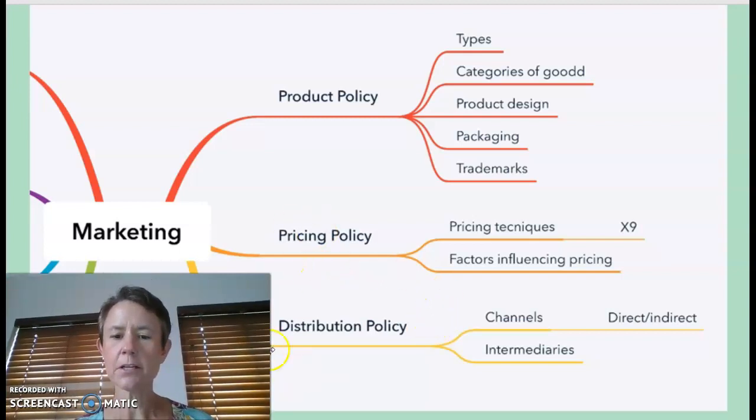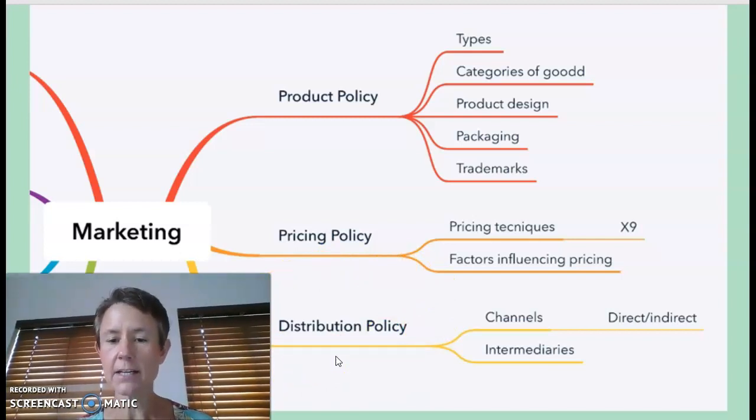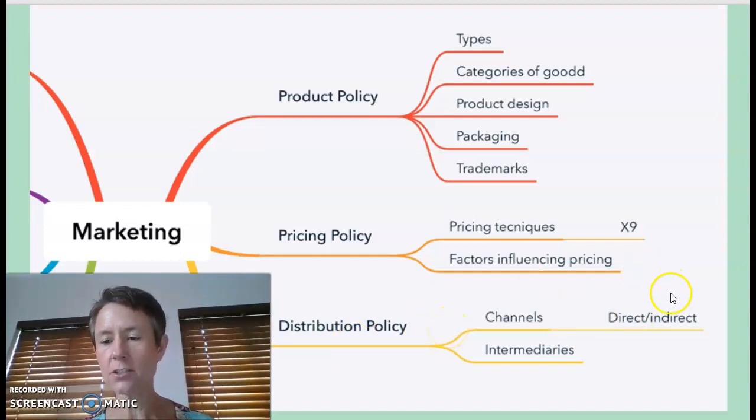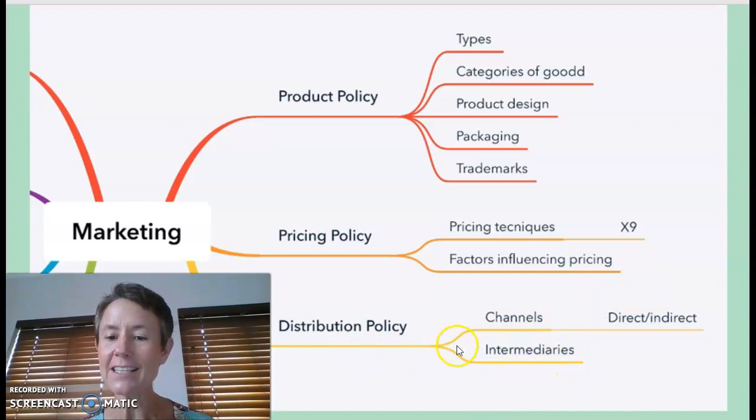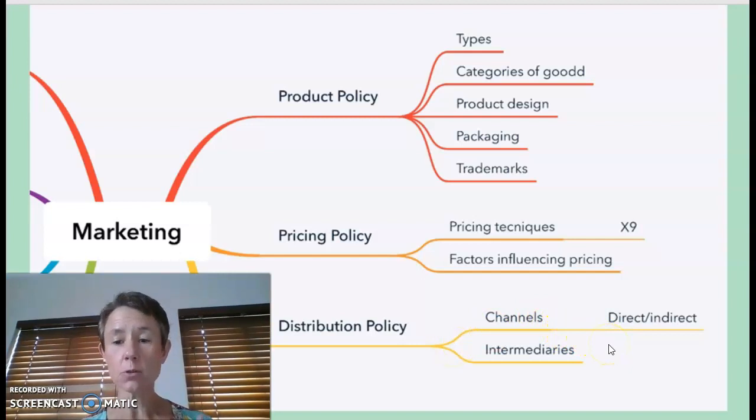Right, thirdly, we're going to look at the distribution policy, or as you may have learned previously, the place, right? And we're going to look at what are the channels of distributing it. Are we using direct channels or indirect channels? We're also going to look at the role that the intermediary plays within distributing goods from manufacturer right through to the consumer. You're going to have to be able to draw your own channel of distribution to explain a scenario that's been given to you.